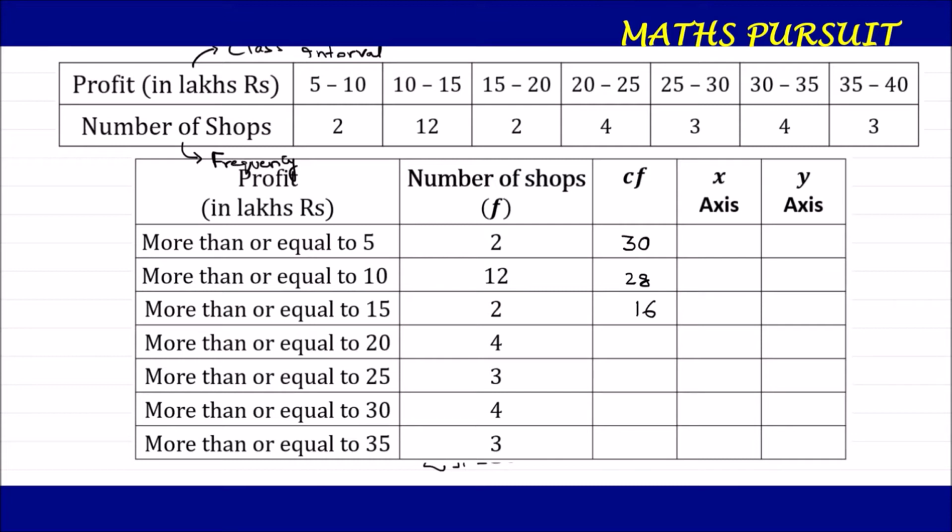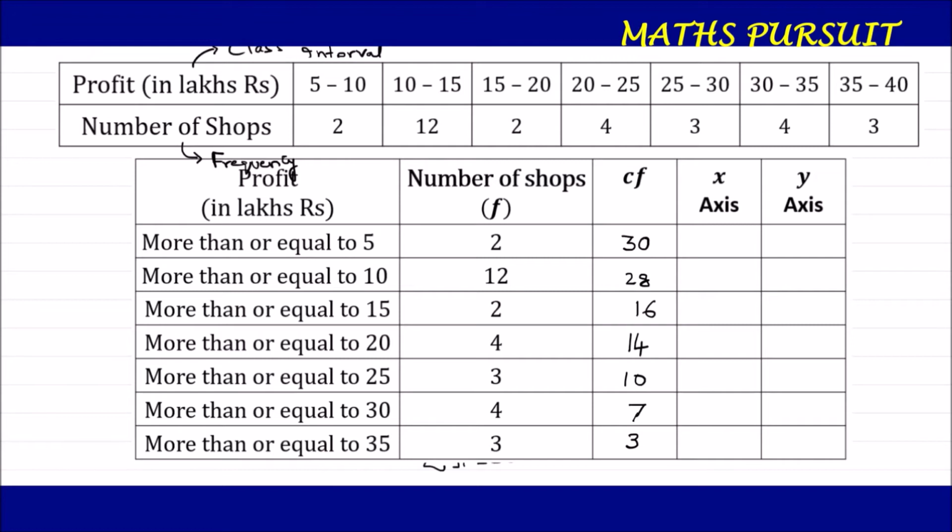Similarly, more than or equal to 20, that means more than 20. So from here onwards, that is 4 plus 3 is 7, 7 plus 4 is 11, 11 plus 3 is 14. Till here it is 14. 3 plus 4 is 7, 7 plus 3 is 10. Here we are going to get 10. Here we are going to get 7, and here we are going to get 3. Hope guys we all understood the reason behind how the cumulative frequency is calculated here. I believe we all are on the same page. So what we got is 30, 28, 16, 14, 10, 7, 3.